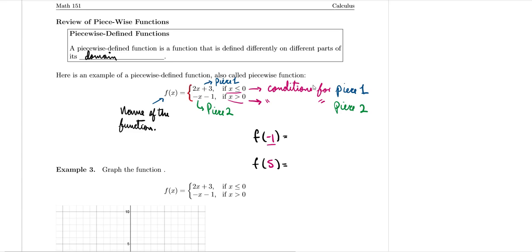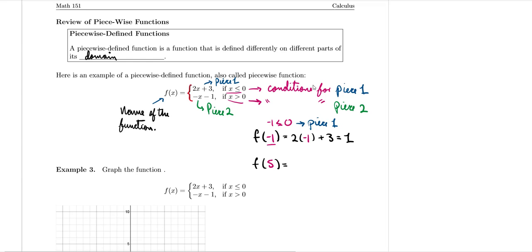But again, this is where the conditions come into play. Is the input less than or equal to 0 or greater than 0? Well, the -1 is less than or equal to 0, so that means that you're going to go to piece 1. Okay, so if I go to piece 1, it said that it was 2 times the input plus 3, so 2 times the input plus 3. And this is going to give us here, let's see, 2 times -1 is -2, plus 3 is 1.